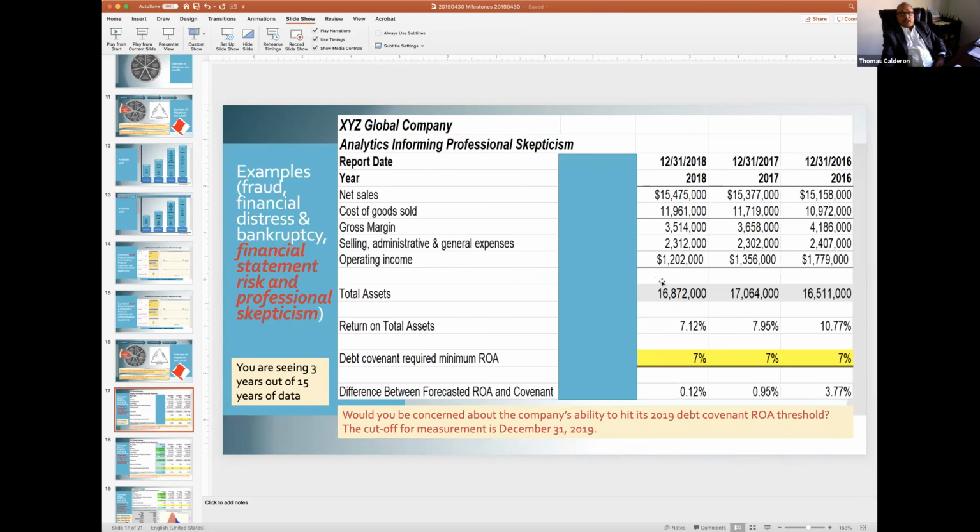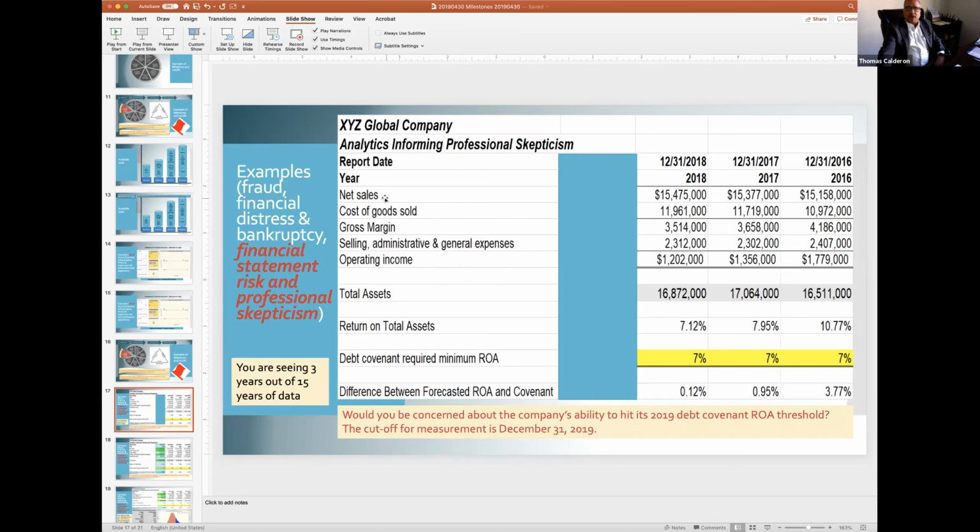So here's the situation. We have a company, and by the way, this is a real company. I do not show the name of the company, and I will not talk about the name of the company, simply because I don't want to associate the company with any kind of potentially fraudulent behavior. But in this company, I used about 60 quarters of data, 15 years of data.